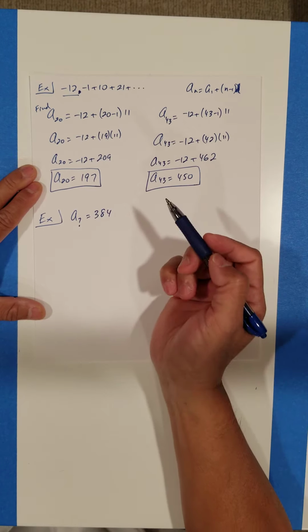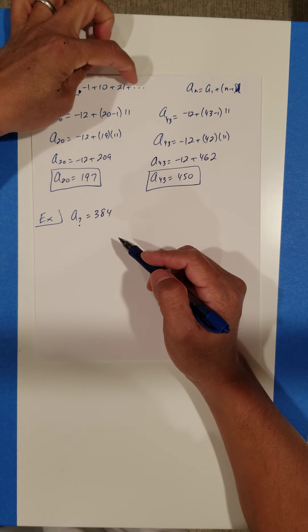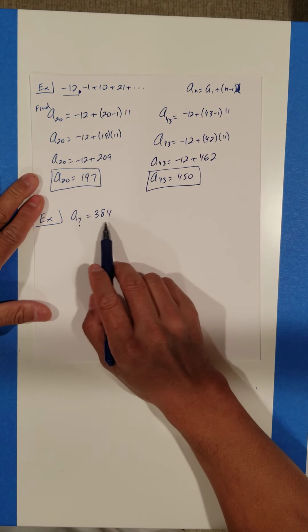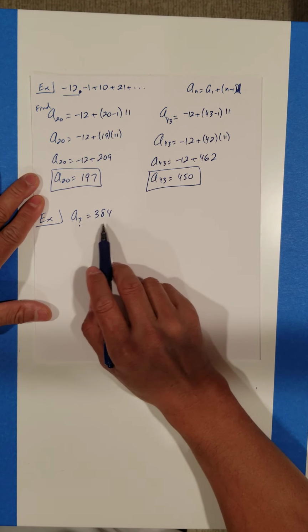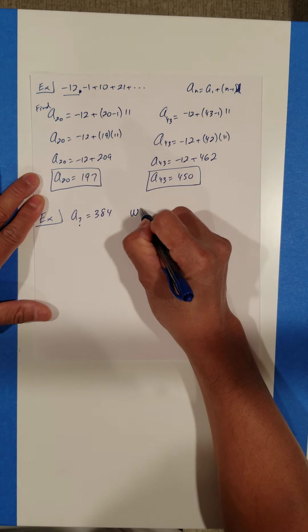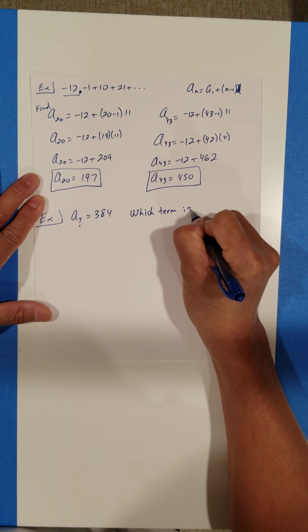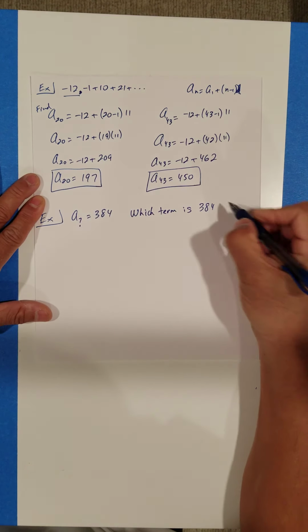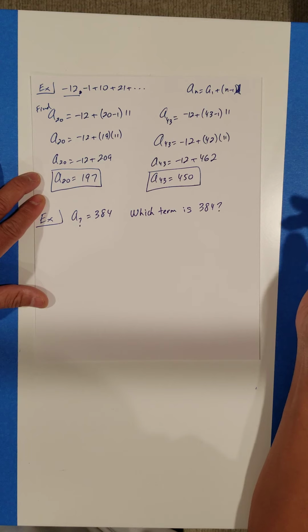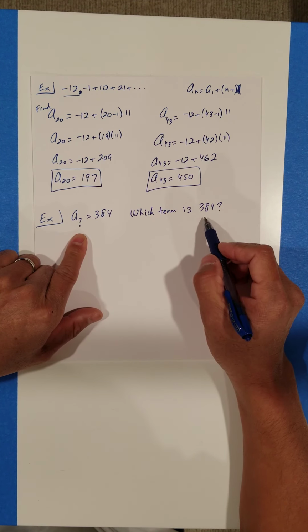Looking at this pattern, negative 12, negative 1, 10, 21, on and on and on. Down the road, you're gonna find this number, okay? Now, what location is that? Which term? That's the question. Which term is 384? That's the question. All right. So now, what location is going to be 384?